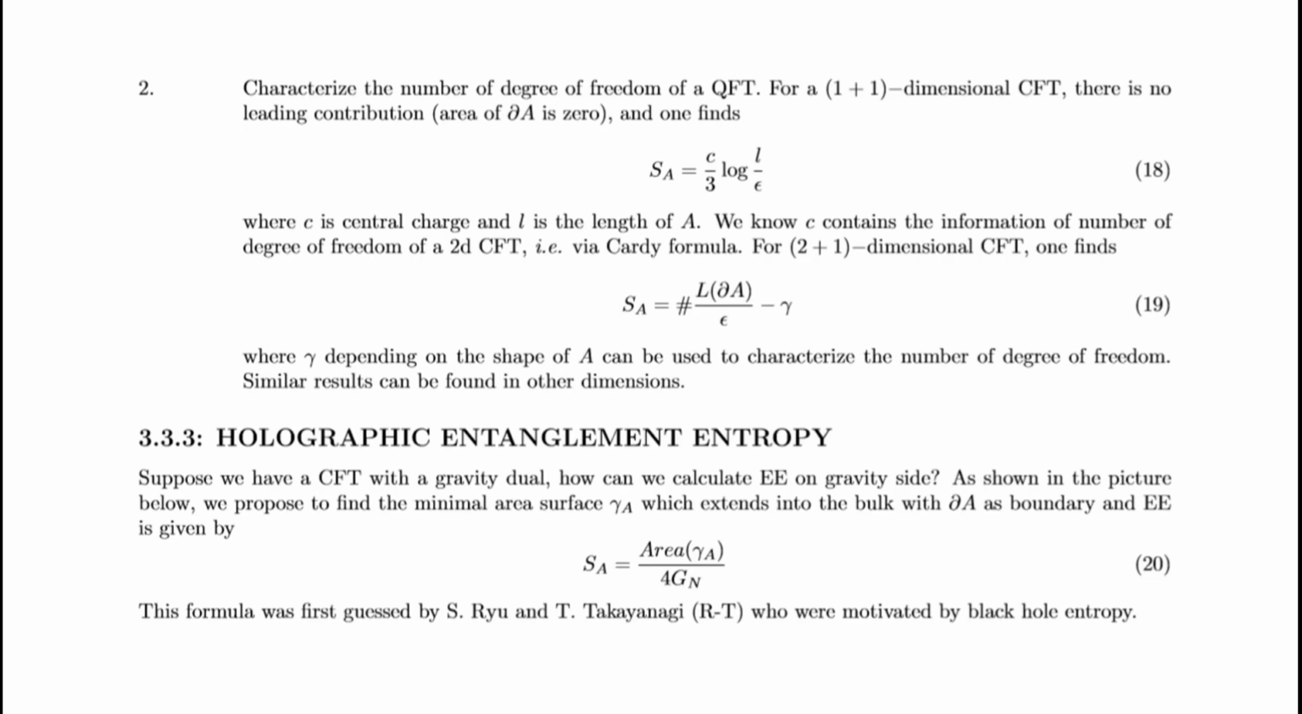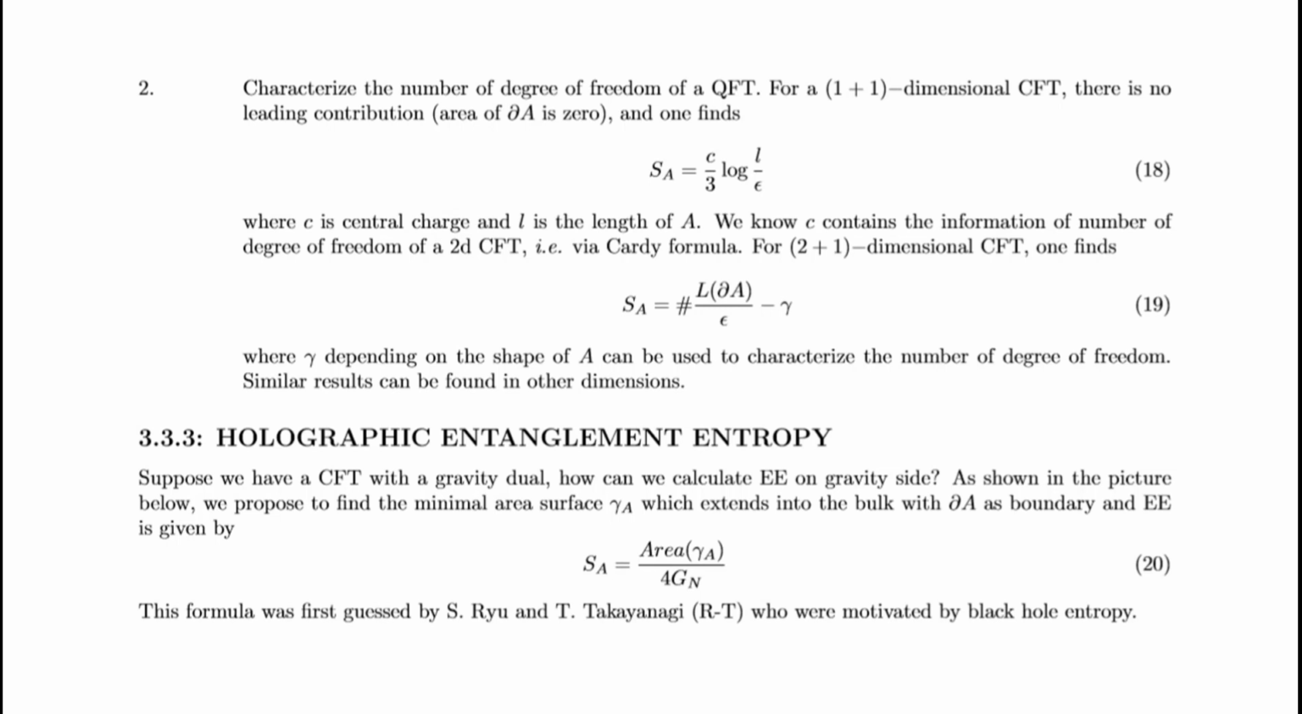To characterize the number of degrees of freedom of a quantum field theory: for a 1 plus 1 dimensional CFT, there is no leading contribution, and one finds this, where c is the central charge and L is the length of A. We know c contains the information of the number of degrees of freedom of a 2-dimensional CFT via the Cardy formula. For a 2 plus 1 dimensional CFT, one finds this, where gamma, depending on the shape of A, can be used to characterize the number of degrees of freedom. Similar results can be found in other dimensions.